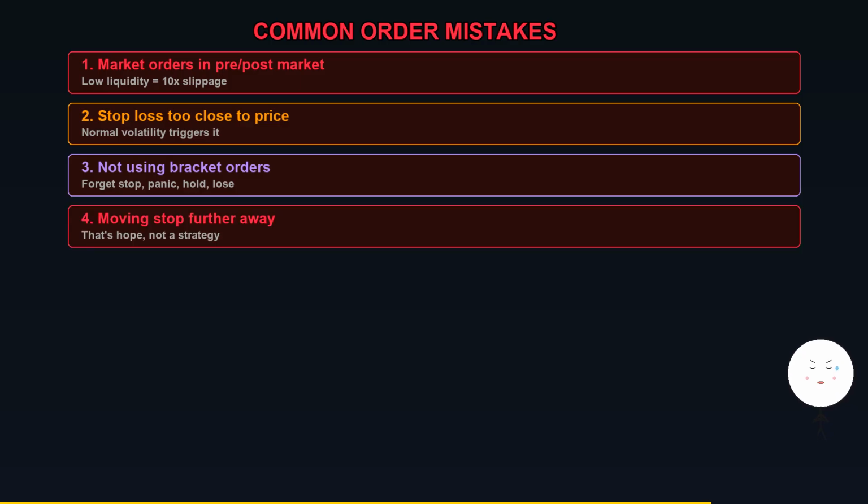Mistake 3. Not using bracket orders. You enter a trade, and then forget to set the stop loss. The stock drops. You panic. You hold. It drops more. Mistake 4. Modifying your stop loss order to give a trade more room. That is not discipline. That is hope. And hope is not a strategy.